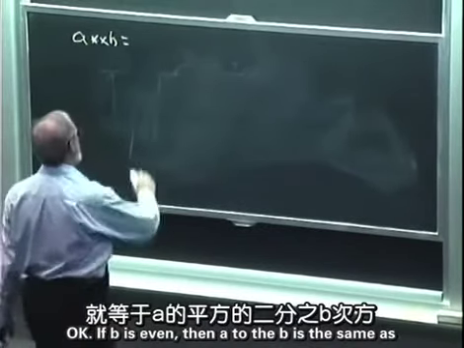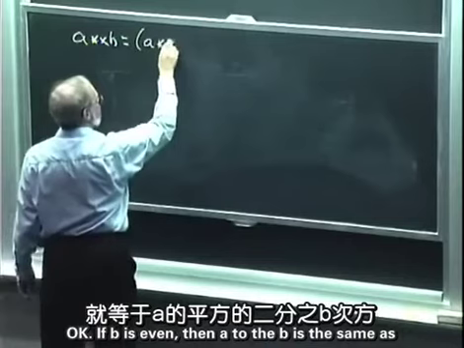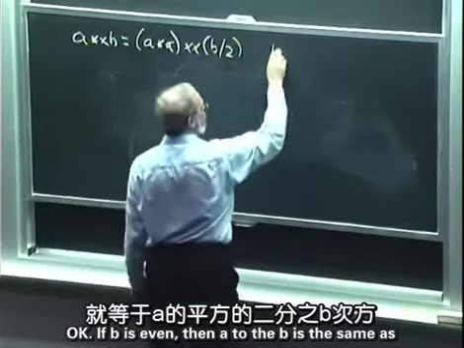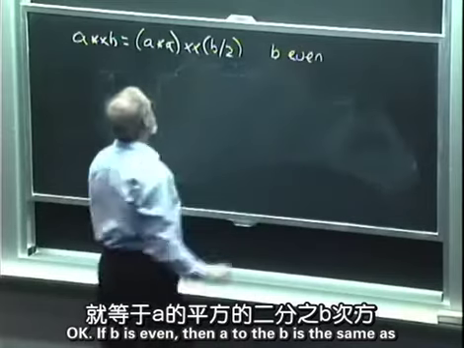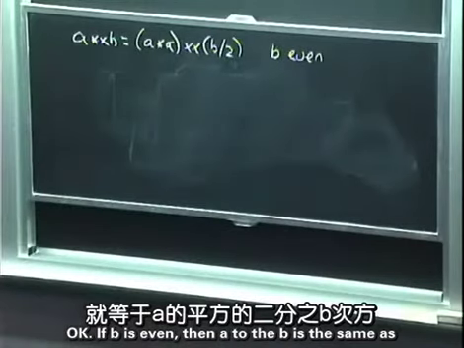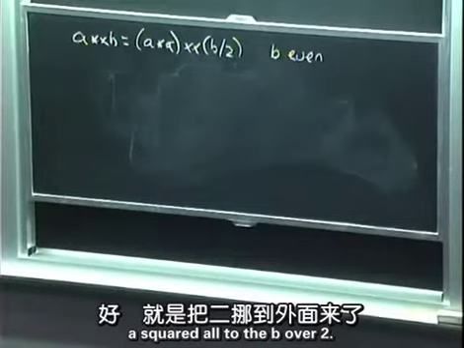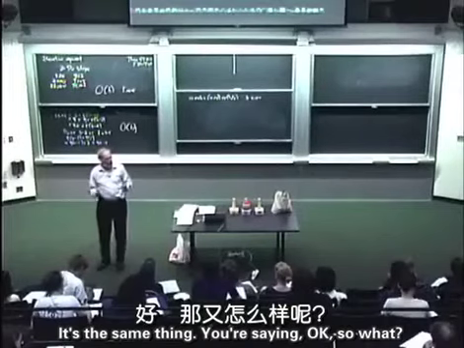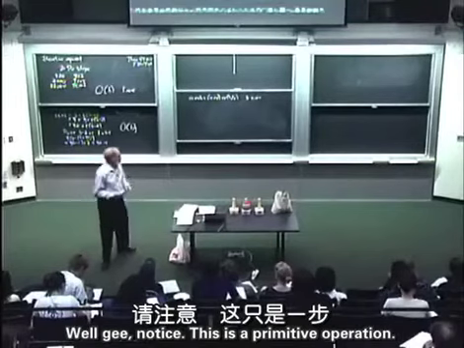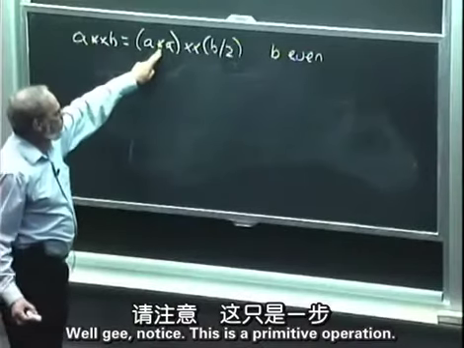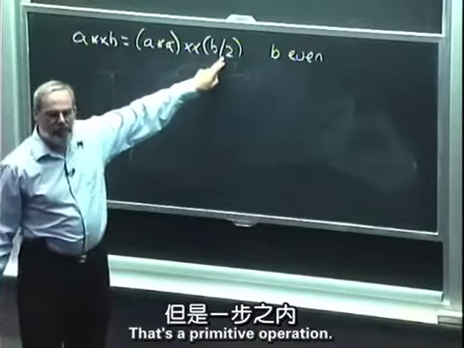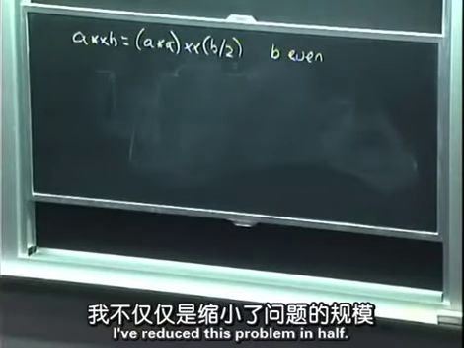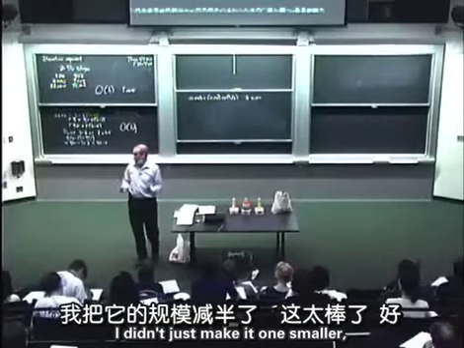Okay, if b is even, then a to the b is the same as a squared all to the b over 2. Right? Just move the 2's around. It's the same thing. And you say, okay, so what? Well, gee, notice. This is a primitive operation. That's a primitive operation. But in one step, I reduced this problem in half. I didn't just make it 1 smaller. I made it a half smaller.